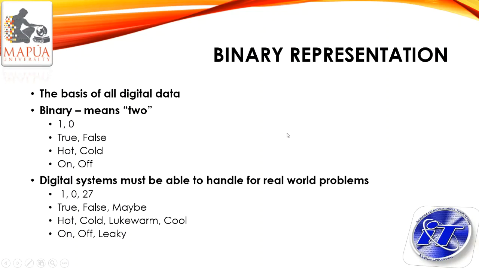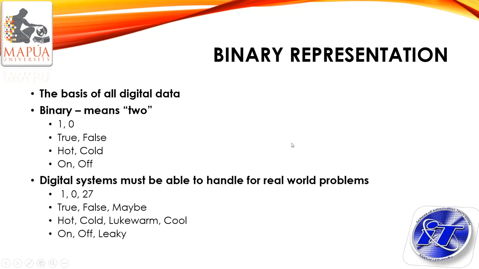So what is binary? It means two status. So for example, we have 1, 0, true, false, hot, cold, on and off. But in reality, we don't only have two data in a set. We have more than two. So for example, in an integer, we could have lots of numbers, or in an answer to a question, we could have multiple answers, or in temperature, aside from hot, cold, we could have lukewarm and other temperatures. And how about the status of our faucet? It's not just on and off, but we could include leaky.